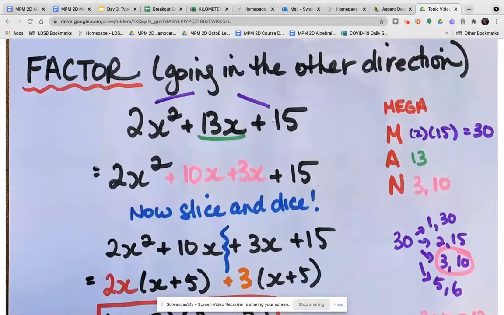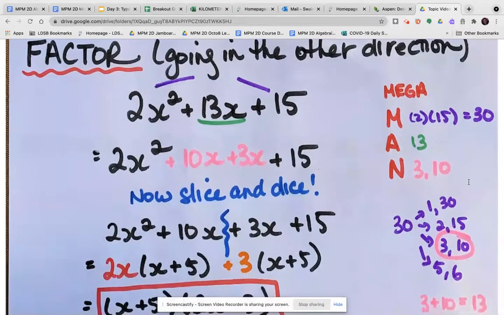But this time, instead of just multiplying to our c value, we're going to multiply to the number we get when we take our 2 times our 15. So 2 times 15, or a times c, is equal to 30. We still want those two numbers to add to our middle term. So in this case, we want them to add to 13. So we need to figure out two numbers that are going to multiply to 30 and add to 13.